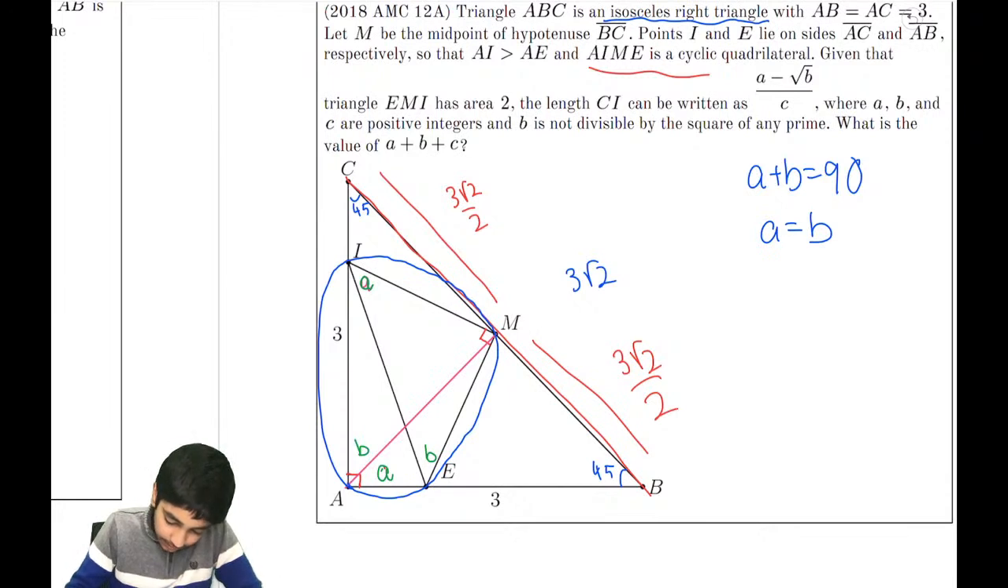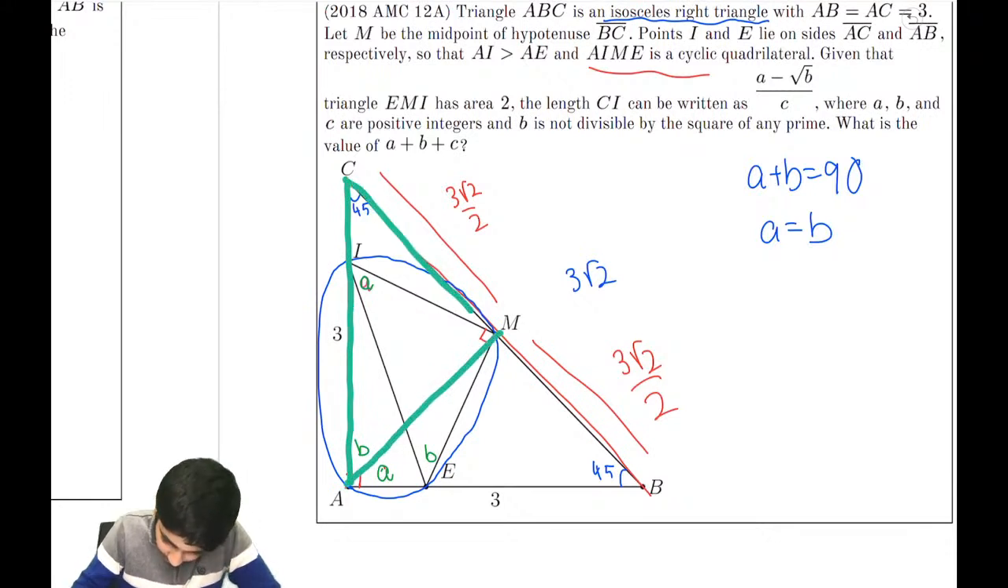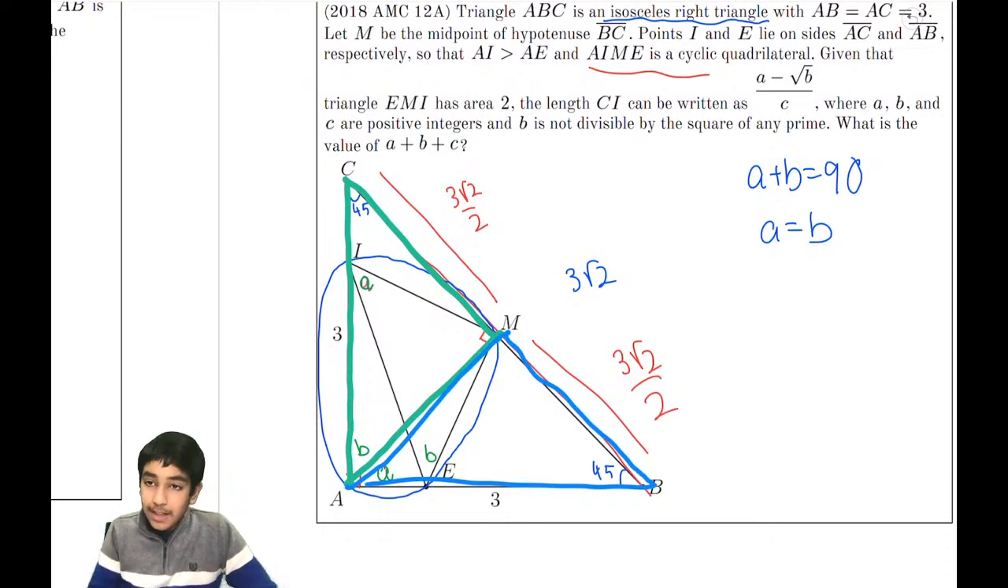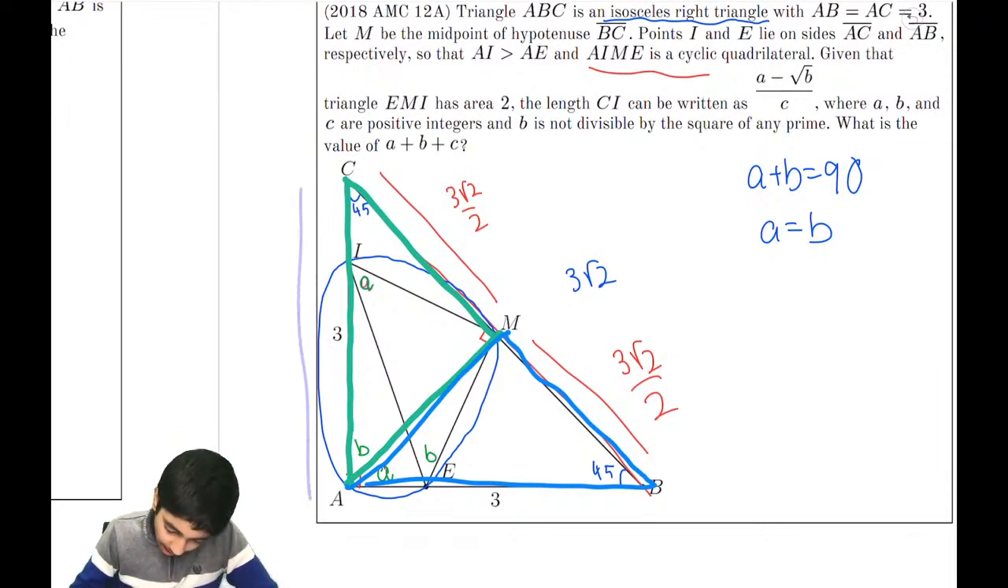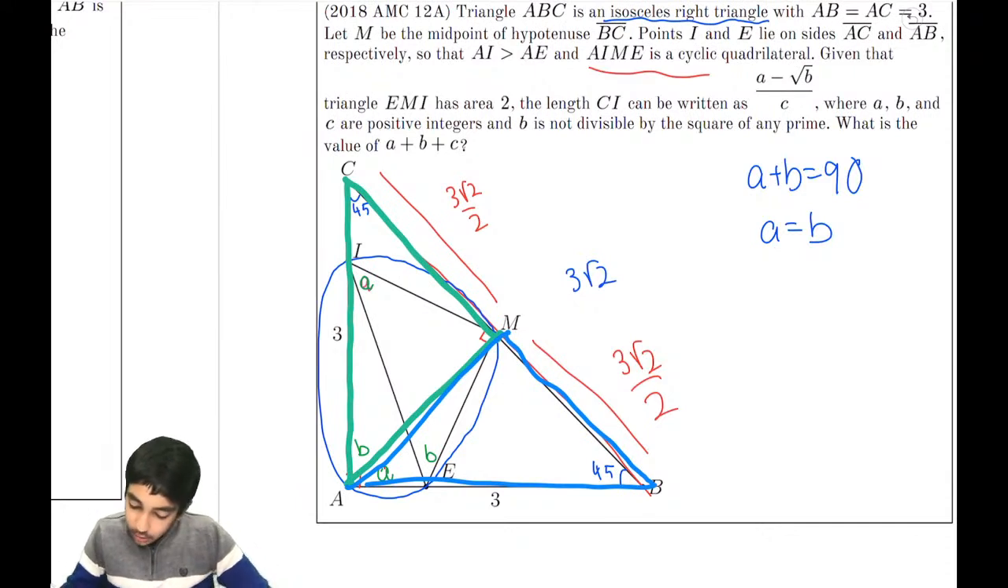Because if you notice here, if you consider this triangle here and this triangle here, they're actually congruent because of hypotenuse-leg congruence. The hypotenuses are equal, both 3 and 3, and the legs are both the same, 2. So the two triangles are congruent, meaning that A is equal to B, because the angles are equal. So A is equal to B, A plus B is 90, so A equals B equals 45.